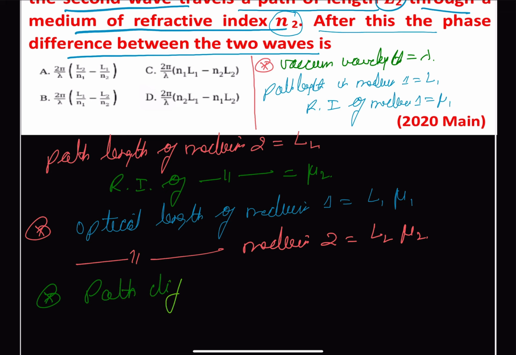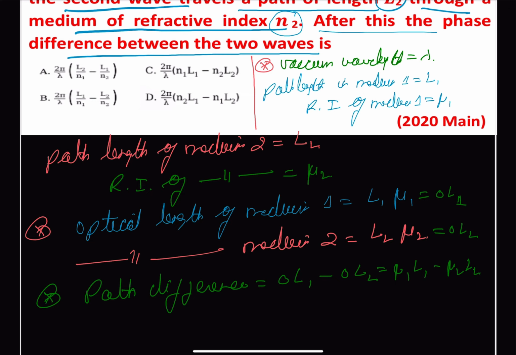Path difference will be equal to the optical length in 1 minus the optical length in 2. We substitute the values. We get this as mu1 L1 minus mu2 L2.